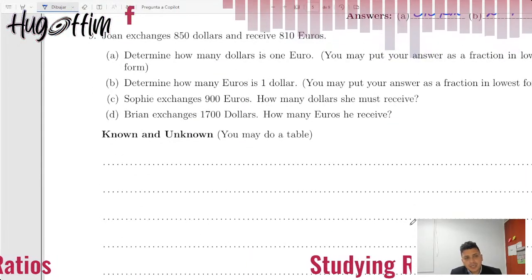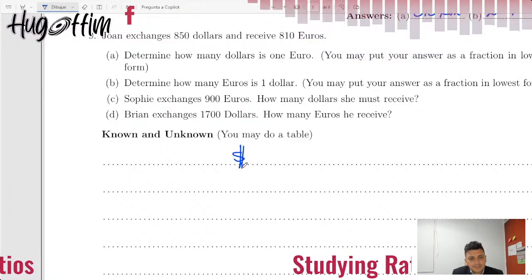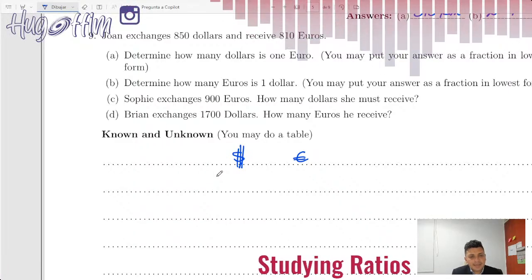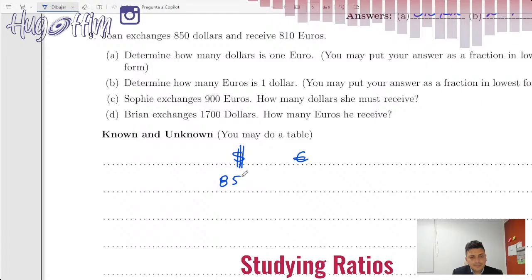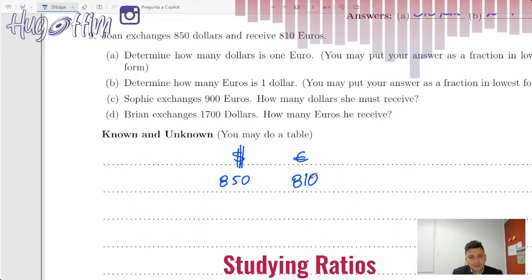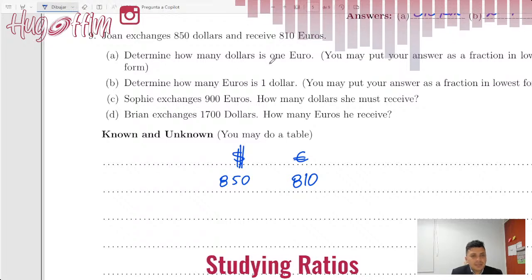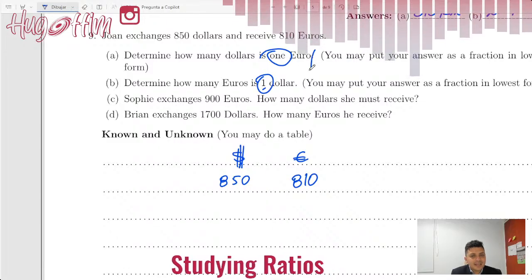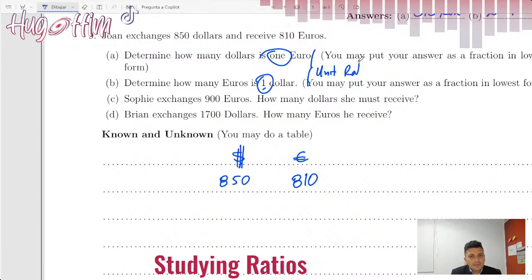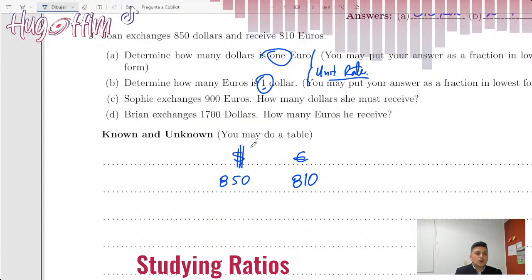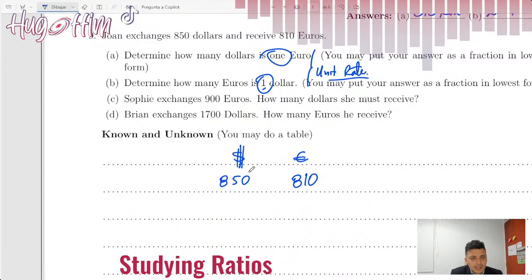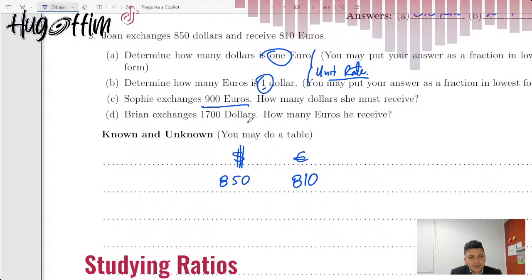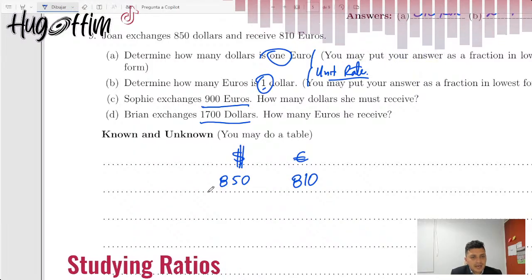because it appears that I have dollars to euros, because it says that Joan exchanges $850 and he got 810 euros, and I want to know how many dollars is 1 euro or how many euros is $1. So what I'm doing here is finding the unit rate. Okay, so if I'm going to do the unit rate, I'm going to get the answer, and then I want to know how many are 900 euros, and I want to know how many is $1,700.